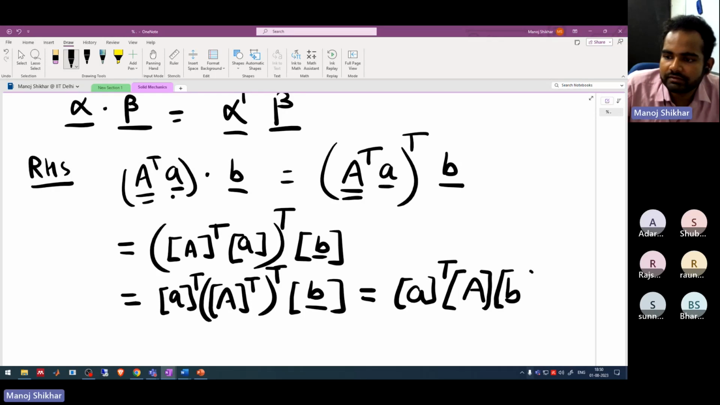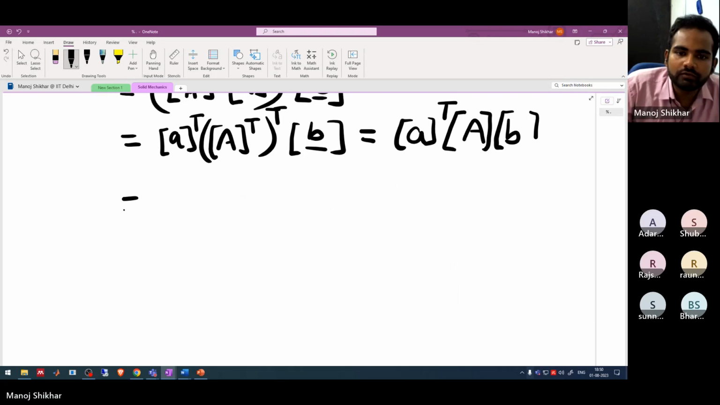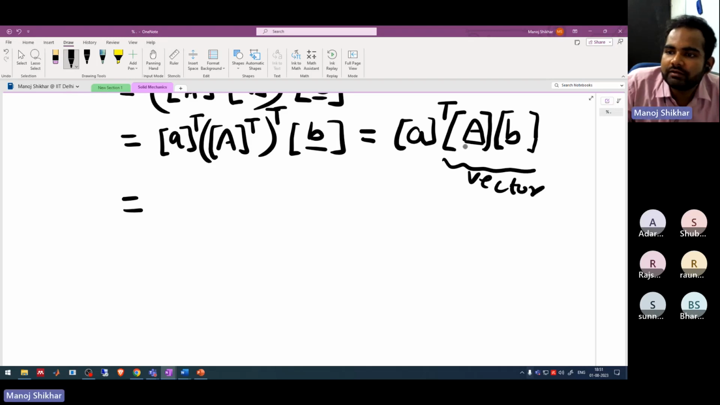We will get this. What is this? A transpose into this. These two will form a vector again. A into B will form a vector, because A is a second order tensor and B is a first order tensor. The product of a second order tensor with B will be a vector.